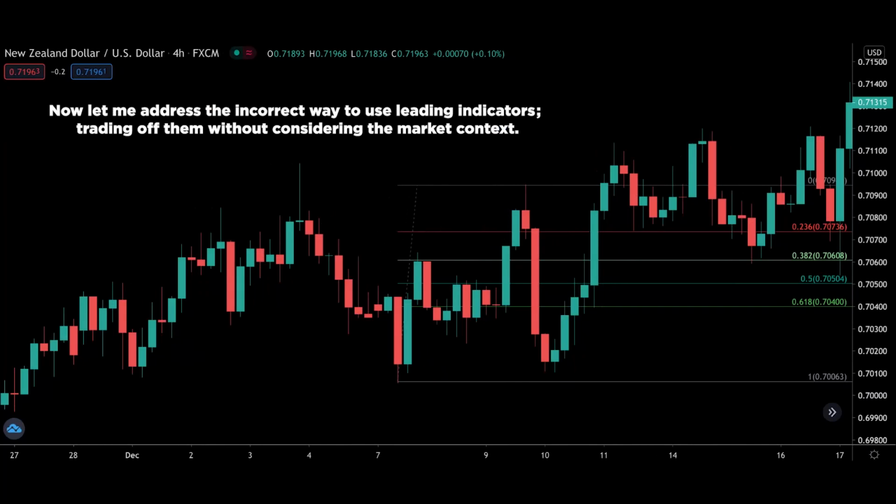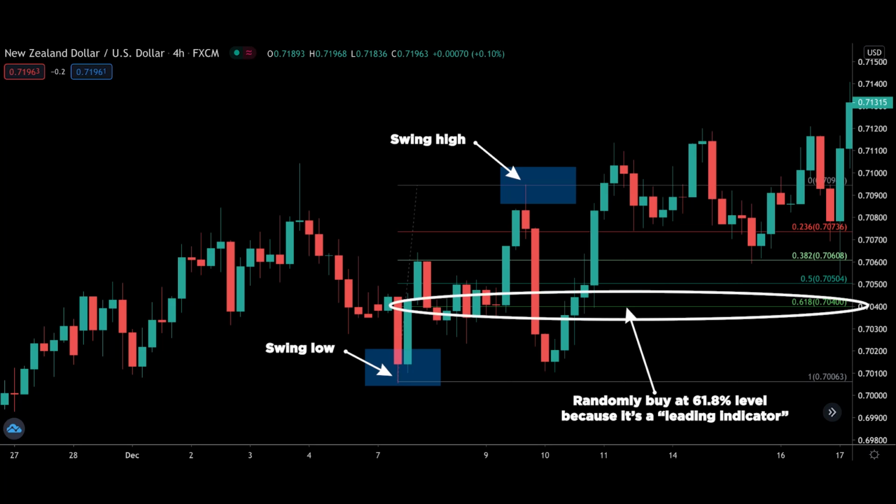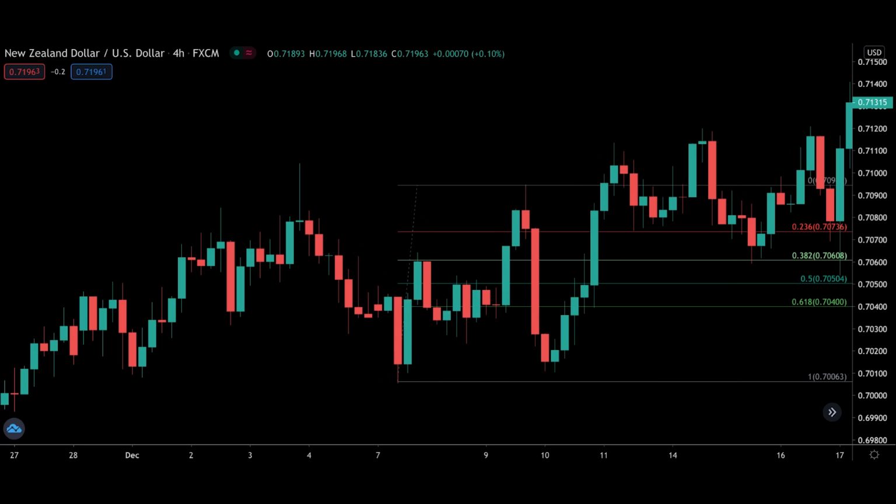Now let me address the incorrect way to use leading indicators, which is trading off them without considering the market context. So what a newbie trader might do would be to load up a leading indicator like the Fibonacci retracement. Connect the swing low to swing high and wait to randomly buy at the 61.8% level. Do you want to take a guess what he's doing wrongly here?